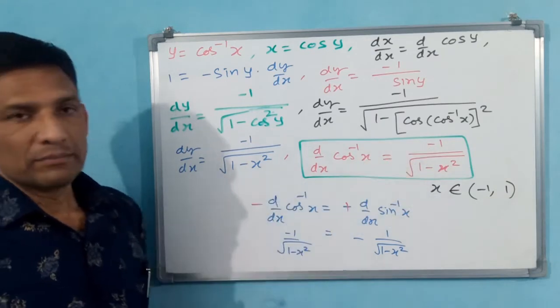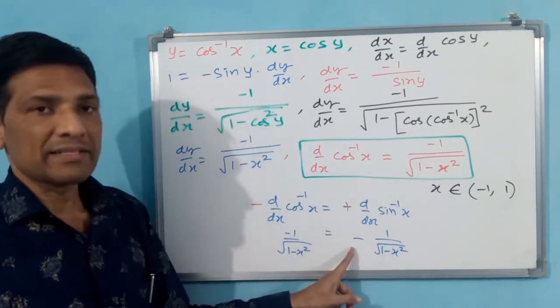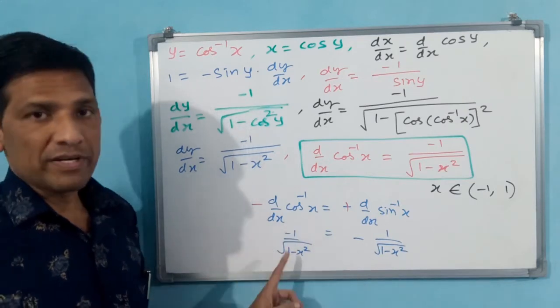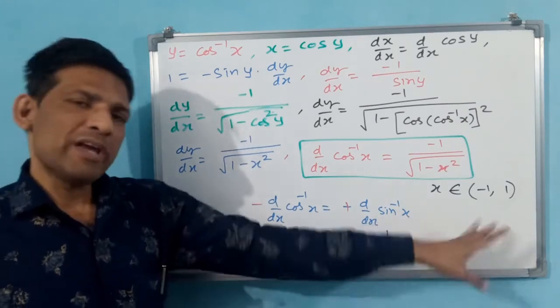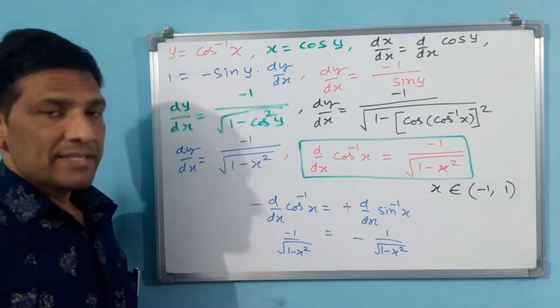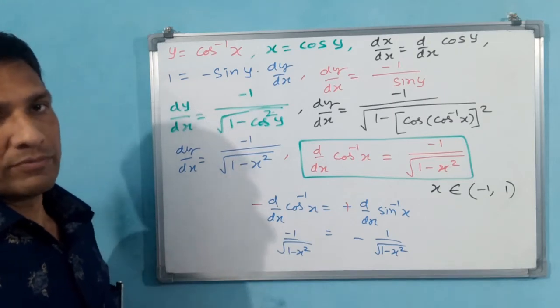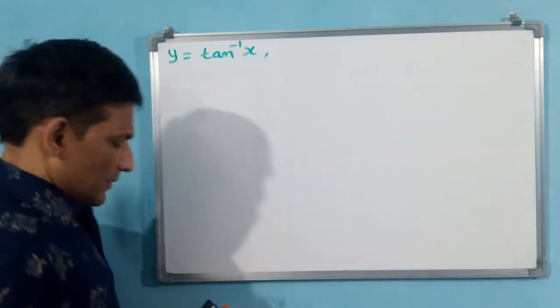Minus has come. For sin, plus will come. You have to keep minus outside again if you want to equate it to cos. And the domain for both is the same. Okay, you take this second standard. And the third standard, tan inverse x, we are going to do. Okay, let us go.